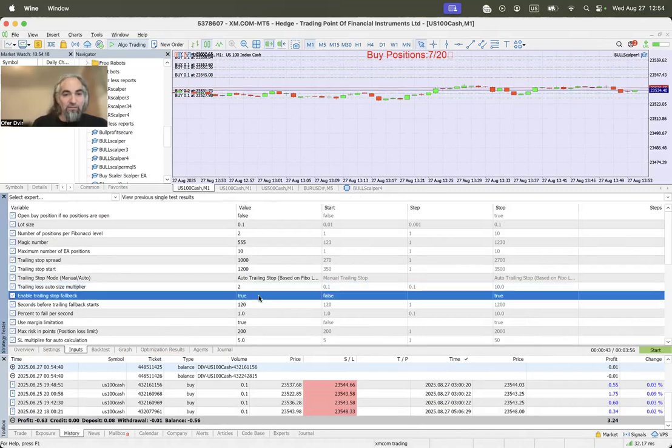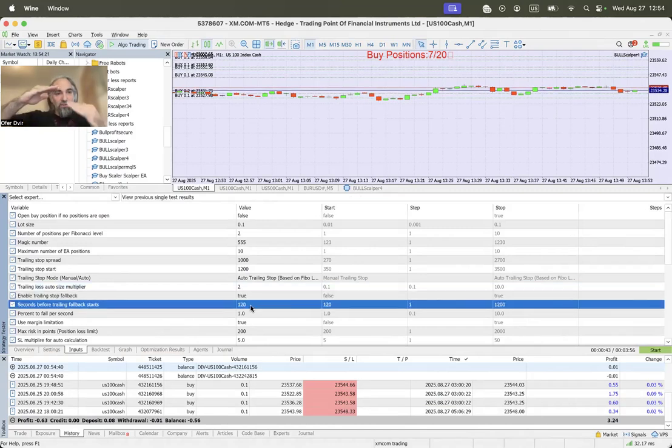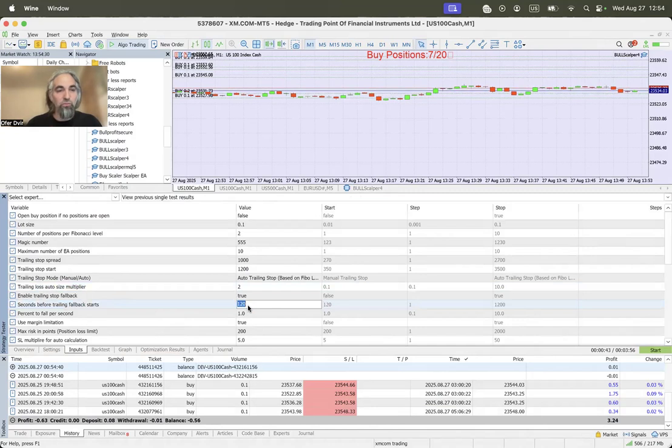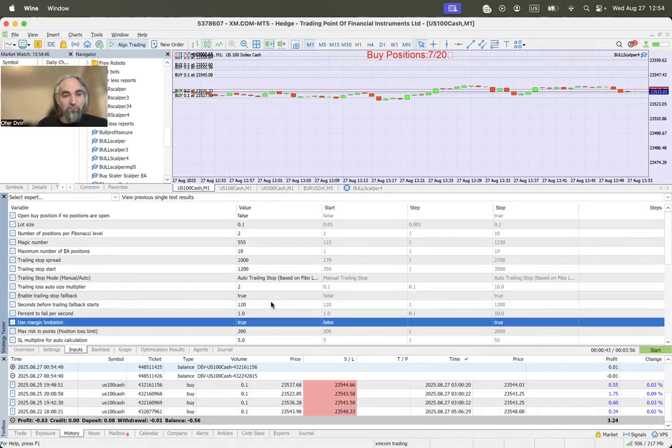The trading fallback is, of course, the trailing appears, and then if it just wiggles around and waits on the spot for this example more than 120 seconds, I think 2 minutes, the trailing loss will start to go back and gives more room for this uncertainty bounce. So that's my setting. That's my default setting, I would say.